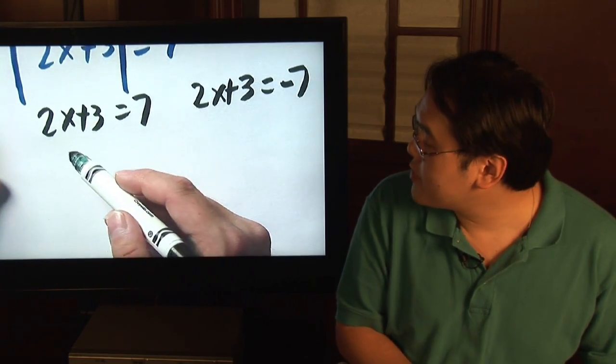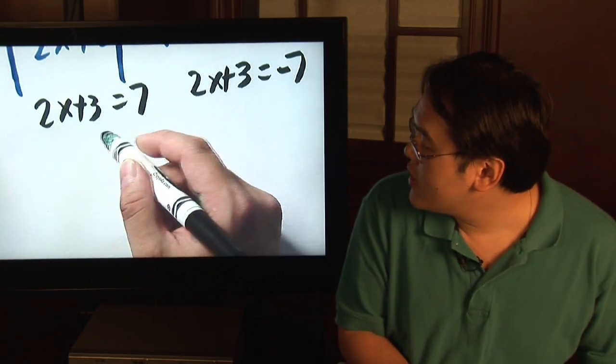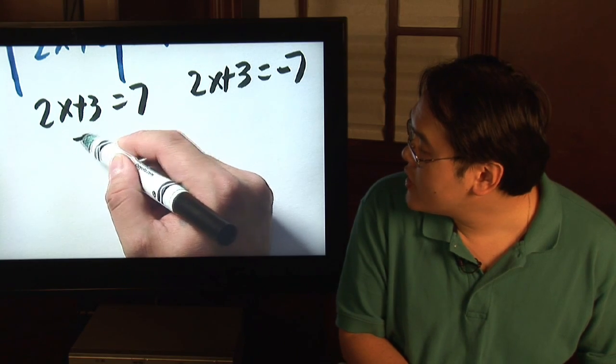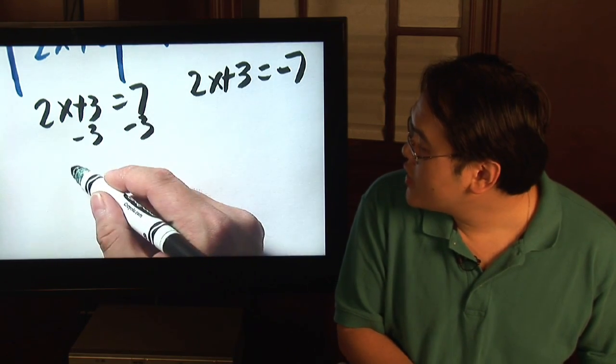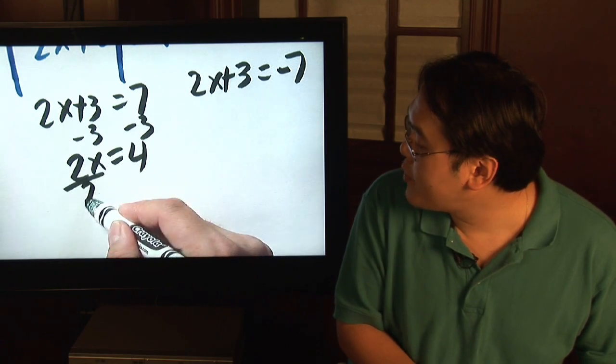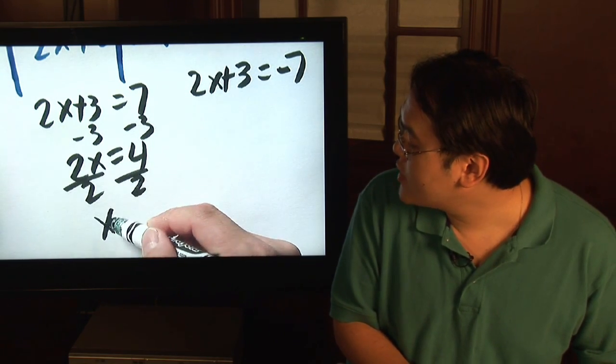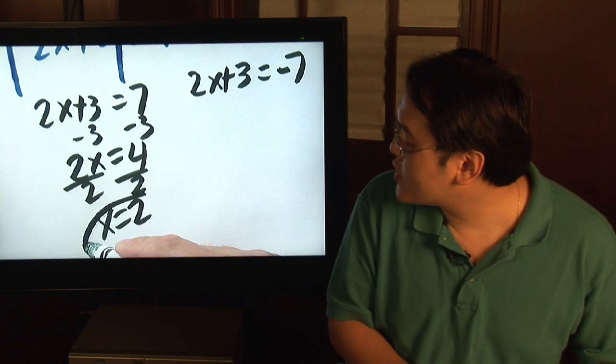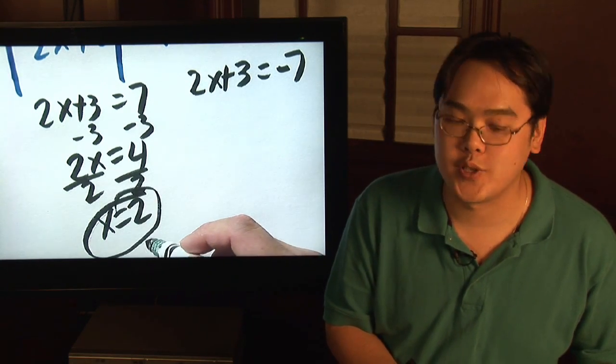So with the first equation, it's a pretty straightforward equation. Go ahead and solve for x. First, subtract 3 on both sides. So you have 2x equals 4. And then divide both sides by 2. You have x is equal to 2. So one answer is x is equal to 2.